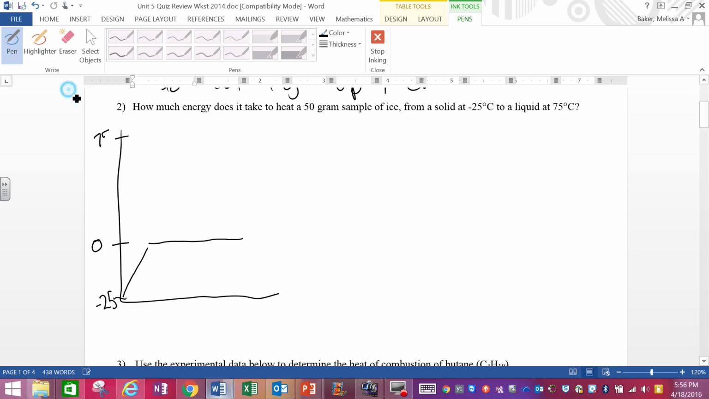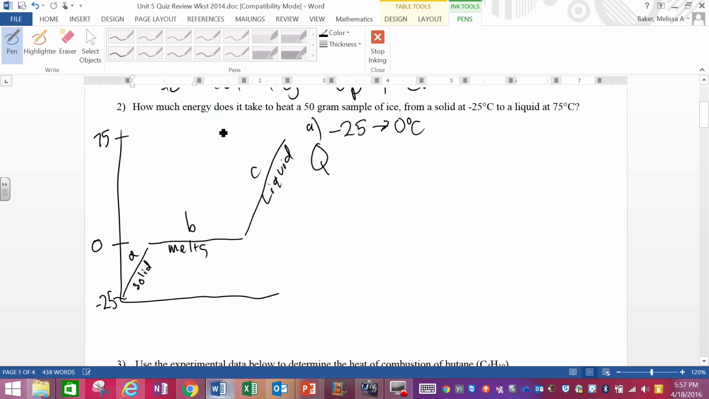Then this problem asked us to continue to calculate how much energy it takes to get up to 75 degrees Celsius. So here we've got a solid, here it's melting, and here is a liquid. That means we need 3 different equations. I'm going to call this A, B, and C. So first for letter A, we're going from negative 25 up to 0 degrees Celsius. That's when H2O is in its solid form, it's ice.